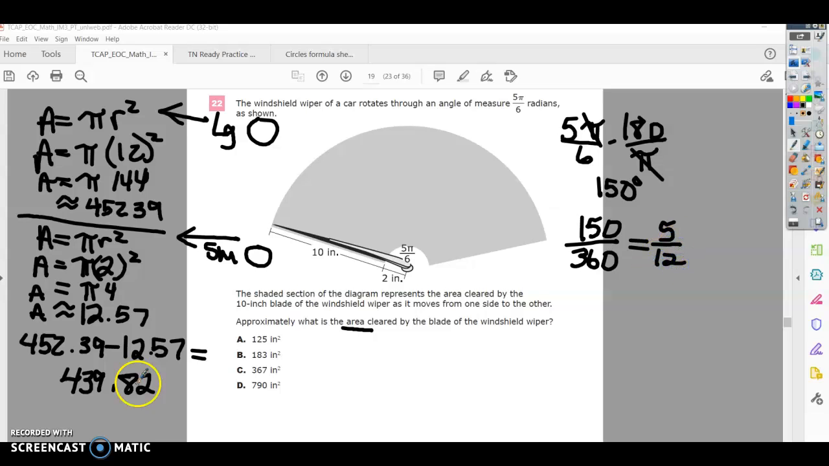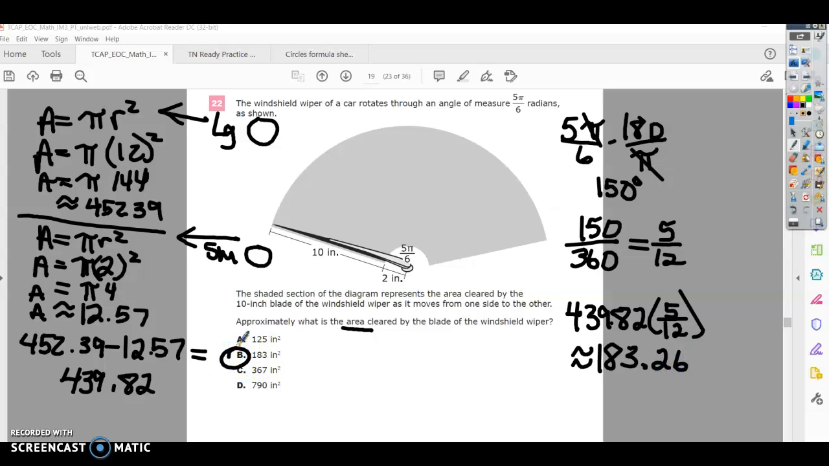So all we have to do is take the area that we found over here, 439.82, times 5/12 of the circle, and that will give us the area that the windshield wiper clears. So that's going to be approximately 183.26, and that is approximately answer B.